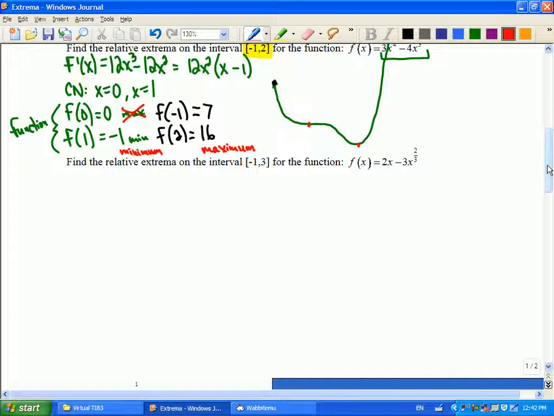Okay, so let's see if you're getting the hang of it. First thing you need here is a derivative. So the derivative is going to be 2 minus 2x, and this will be to the -1/3. And I have to see if there's a place where this is equal to 0. I'm actually going to write it like this.